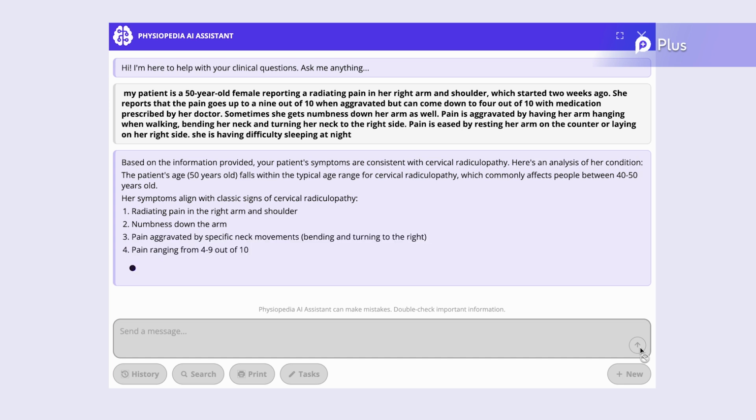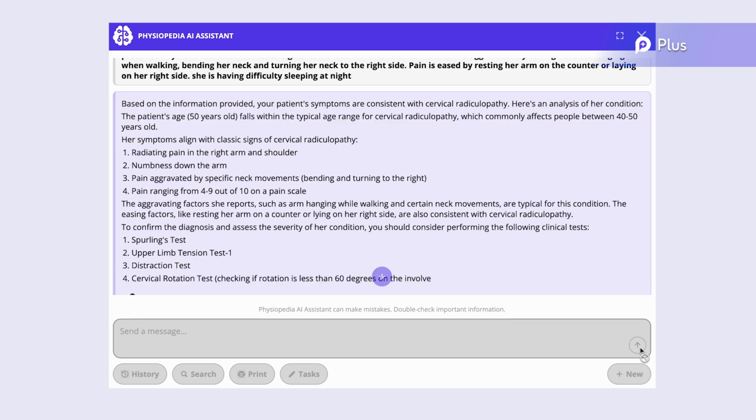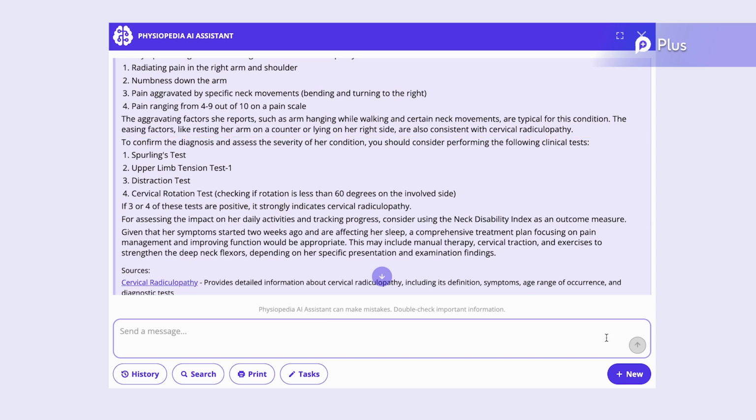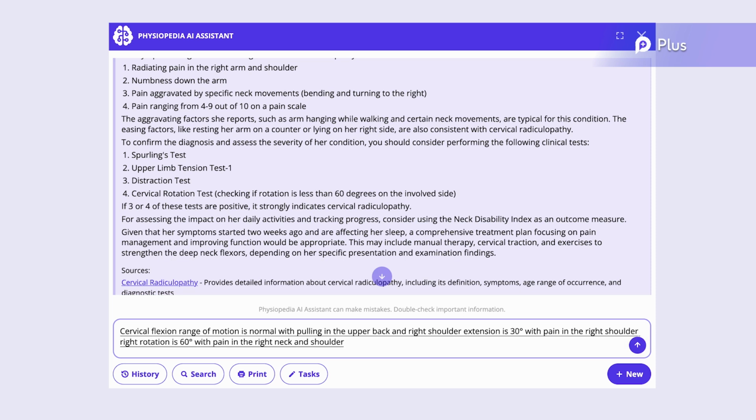Just with this information, PAI has already come up with a hypothesis and made some suggestions for the objective assessment. So let's give PAI some of that information. Cervical flexion range of motion is normal with pulling in the upper back and right shoulder. Extension is 30 degrees with pain in the right shoulder. Right rotation is 60 degrees with pain in the right neck and shoulder. The rest of the movements are normal.